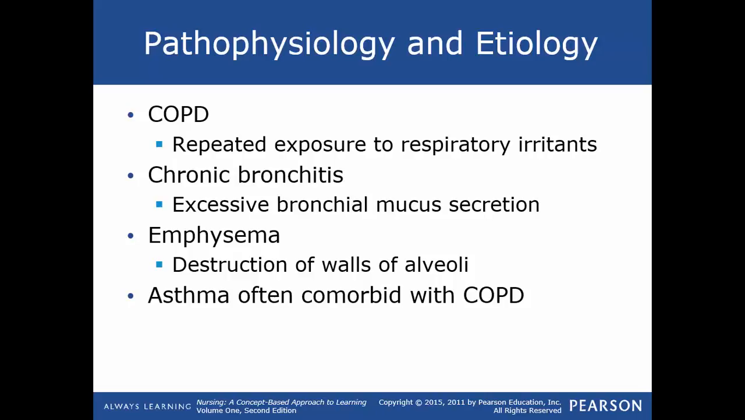Chronic bronchitis is a disorder of excessive bronchial mucus secretions. Emphysema is characterized by destruction of the walls of the alveoli. This results in enlargement of abnormal air spaces. People with moderate to severe asthma, persistent for most of their lives, may develop COPD due to airway remodeling and damage to the alveoli over time. And so that's why asthma is often a comorbidity with COPD.